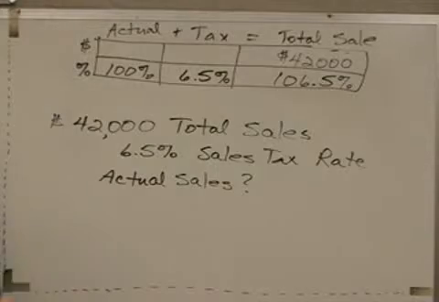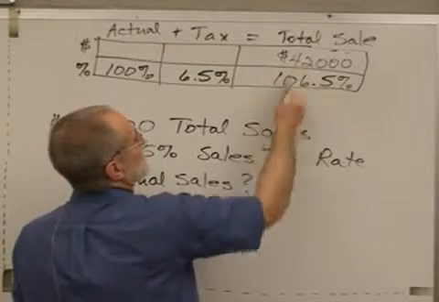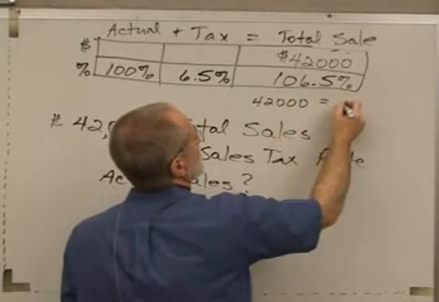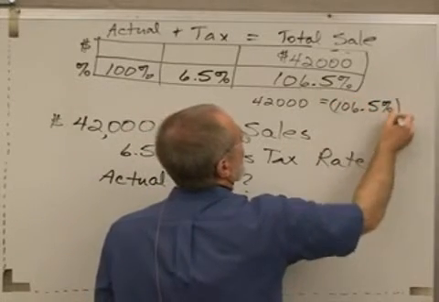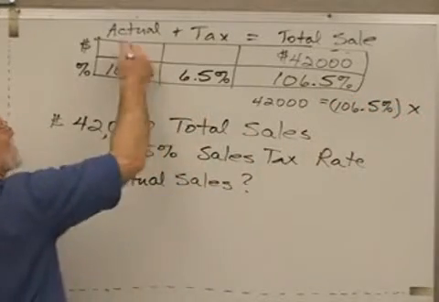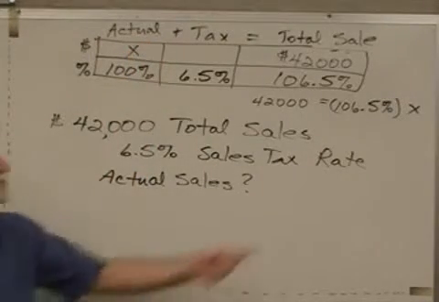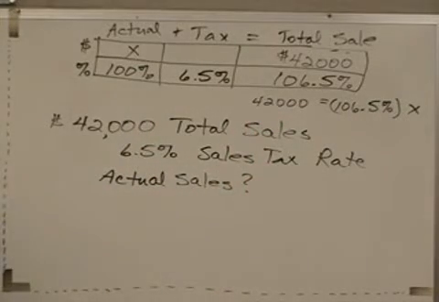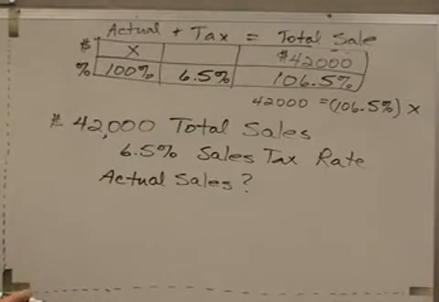If you like little equations, we're saying 42,000 equals 106.5% times the thing we're looking for. So to solve for x, we divide both sides by 106.5%. That's another way of thinking of it. But that's exactly what happens in the grid. That's exactly what happens with PBR.